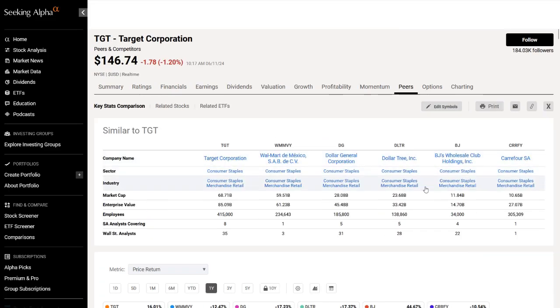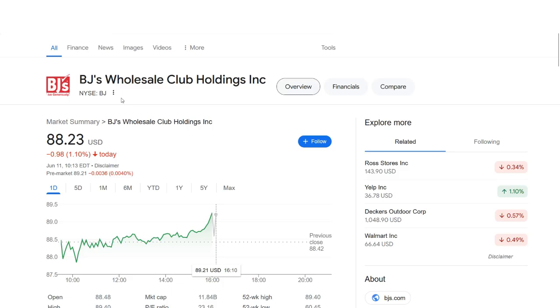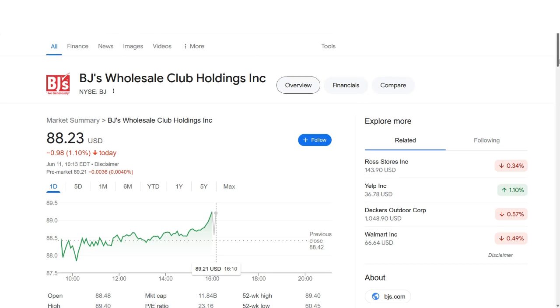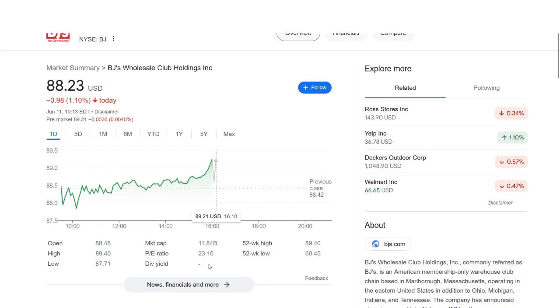Now, when it's possible, always try to choose a company that has the most similar market cap to the company you're trying to evaluate, Target in this case. Another very important rule I like to follow is that when the company you are evaluating pays out dividends, the company you are comparing it to has to pay out dividends as well. Otherwise, the comparison might be biased. So for example, let's have a look at BJ's Wholesale. We will type BJ stock into Google and scroll a little down, and we can see that they do not pay out a dividend, so we will not use them for our multiples valuation.